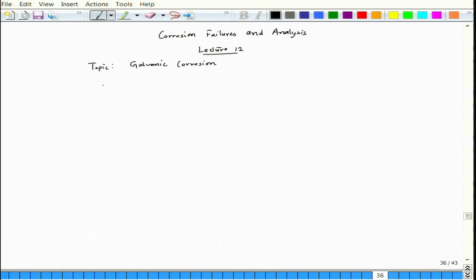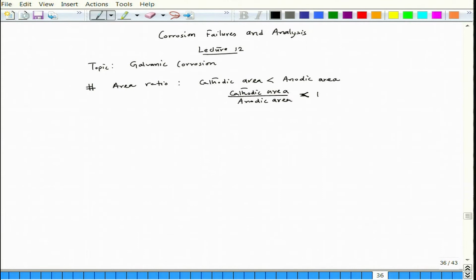Now, if you recall last lecture, we saw two factors. One is area ratio. It means that cathodic area should be less than anodic area, or if we consider the ratio, the cathodic area divided by anodic area should be less than 1.